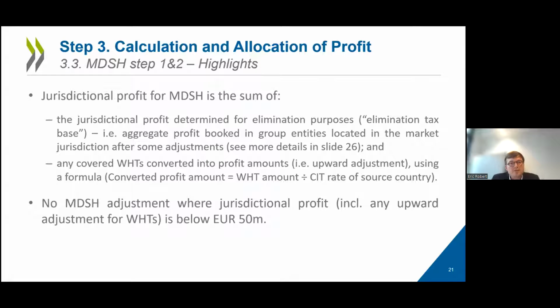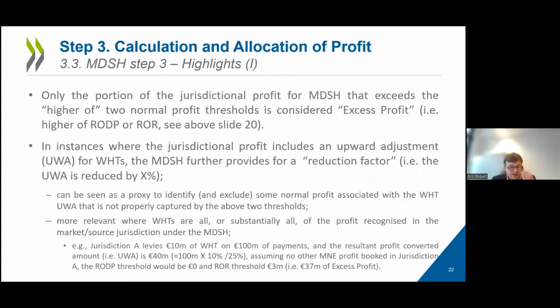Then, if we move to the next slide, you will see here the next step, as you know, which is computing, determining, assessing whether there's any excess profit in the jurisdiction. We have already gone through the general rule, which is the first bullet, you know, the two thresholds that we have, with the higher of the primary threshold based on RRDP and the supplement based on a return on revenue.